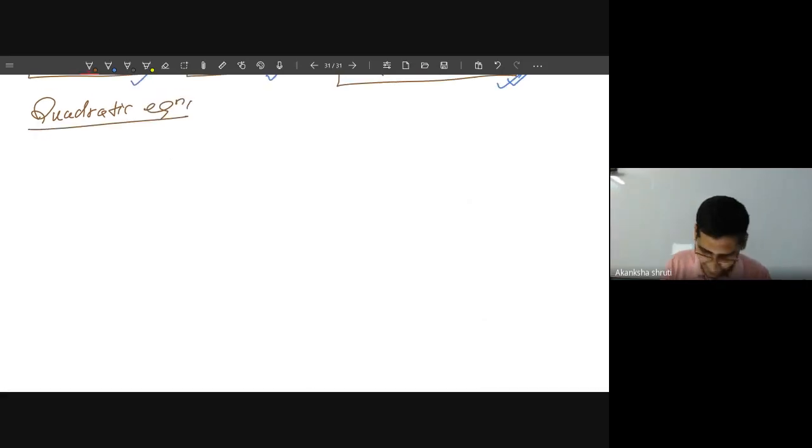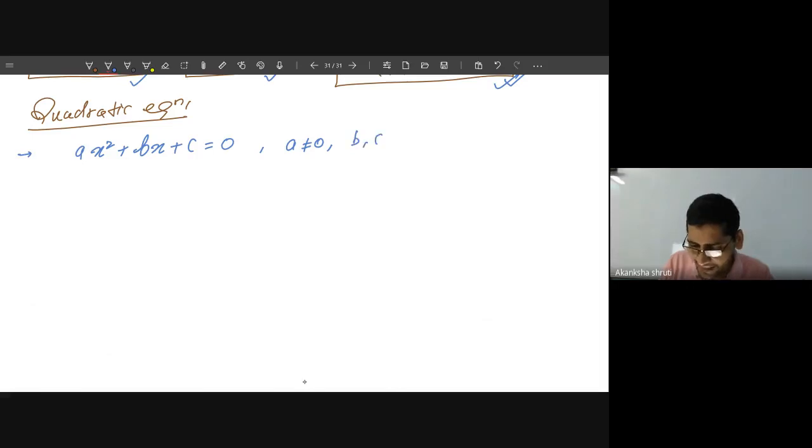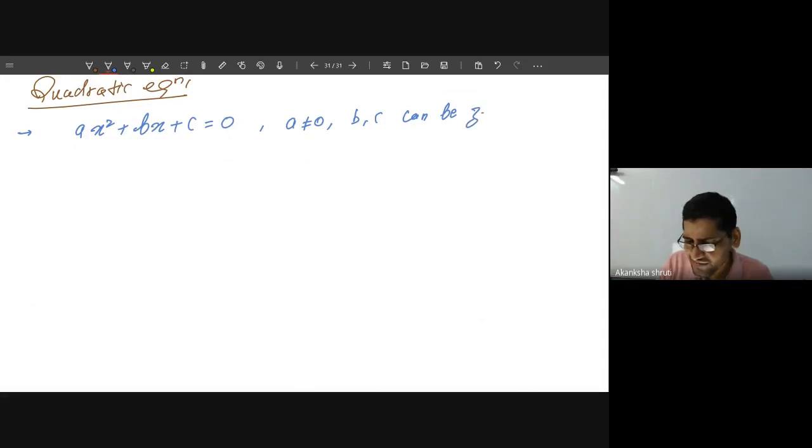Students, if we start with the quadratic equation, in this quadratic equation we have learned the general form of a quadratic equation is given by ax square plus bx plus c is equal to 0, where a can never be 0, b and c can be 0.